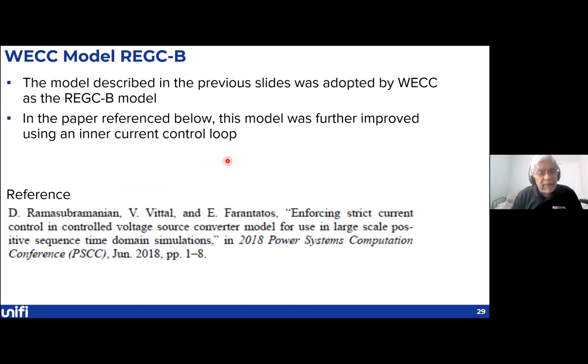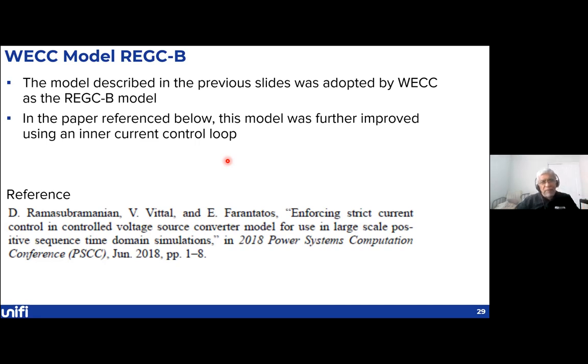And this gave us a lot of confidence in this particular model. This model, which we developed as a part of a PSERT project, was worked on by a student, Deepak Ramasubramanian, who is very involved in this consortium. This was adopted by WECC as the REGCB model.